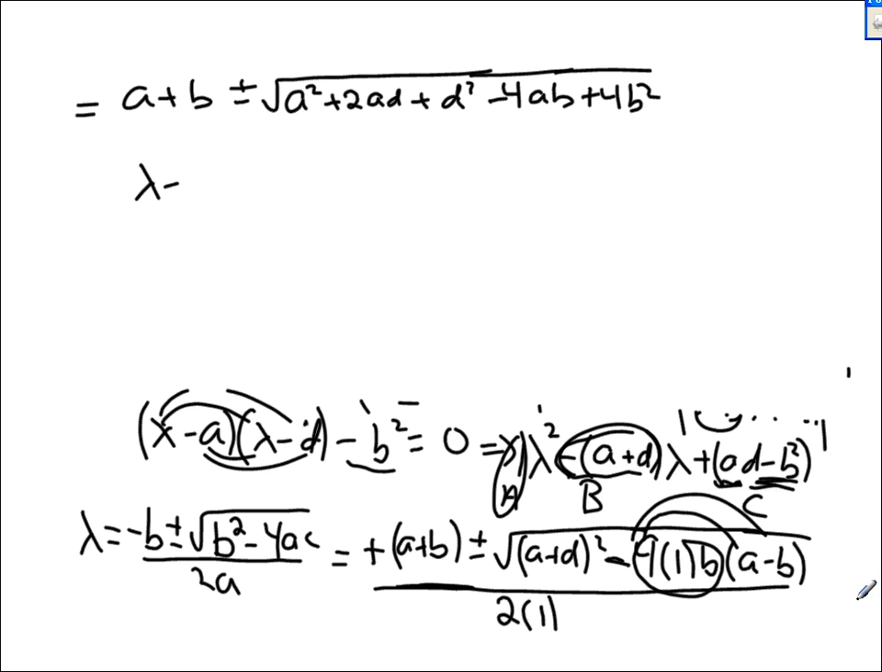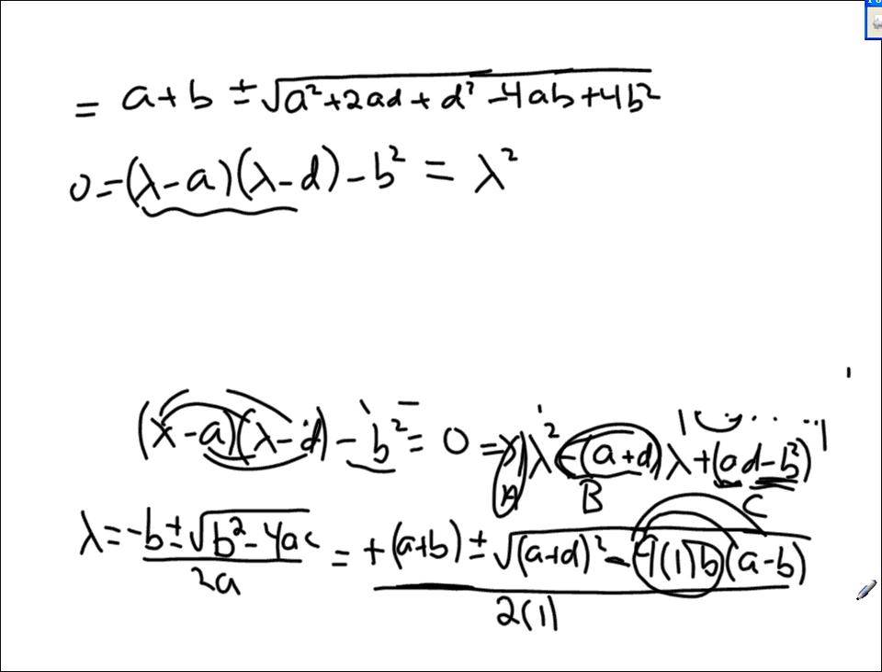I'm sorry. The determinant was lambda minus A times lambda minus D minus B squared. And this was 0. If you compute the determinant, if you multiply this out, I meant to say, you get lambda squared minus A plus D lambda plus AD minus B squared. Okay, so yes, sorry, it is AD.